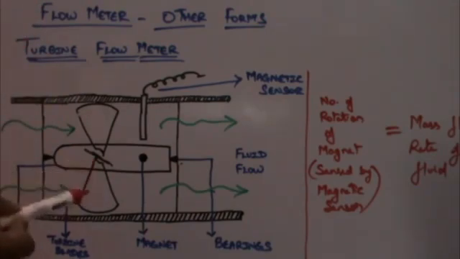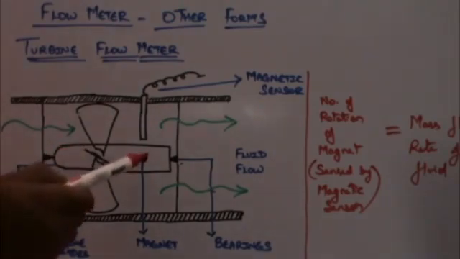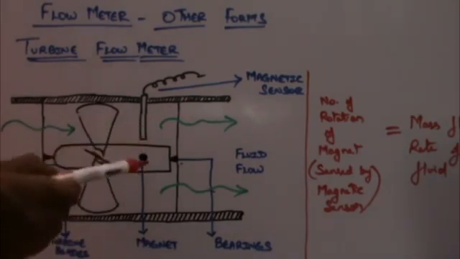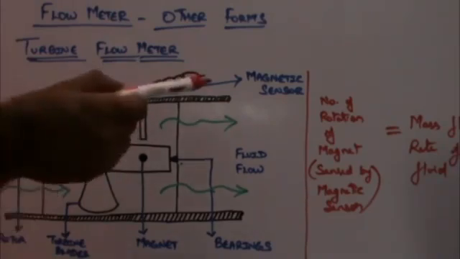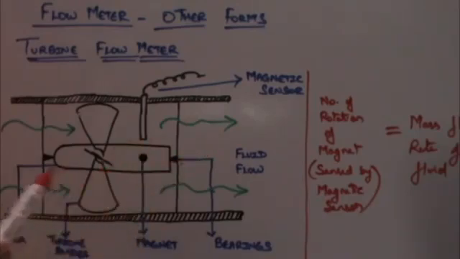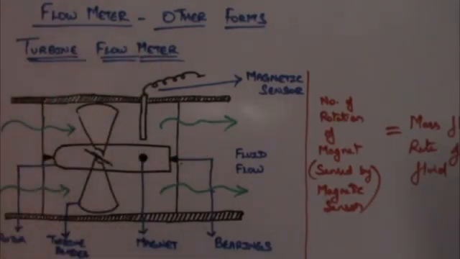This type is most commonly not used with high viscosity fuels, but can be used with gas or air or even water. Let's say the magnet rotates 100 times, the sensor senses it 100 times, and this is equivalent to, say, 1 kilogram per second mass flow rate of the fluid. This is how a turbine flow meter works.